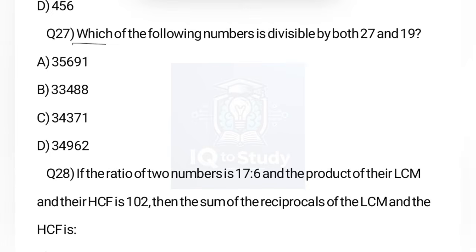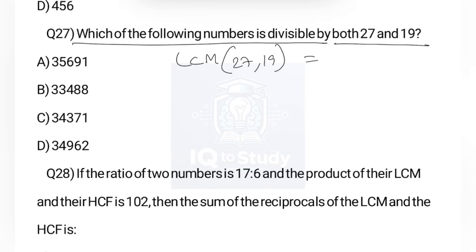Which of the following numbers is divisible by both 27 and 19? Take LCM. LCM of 27 and 19 is 513. Check with the options which is divisible by 513. Consider option C, 34,371 divided by 513, which is equal to 67. It means it is completely divisible.